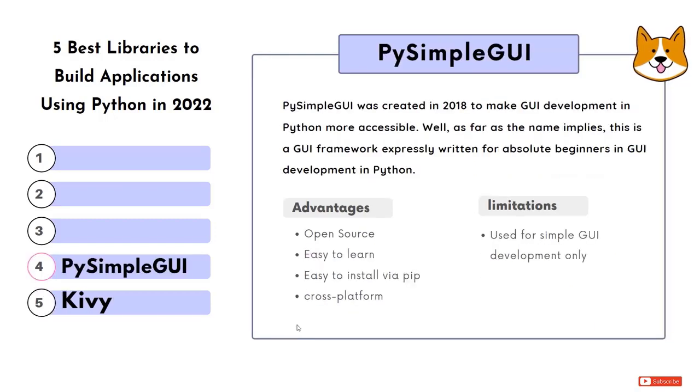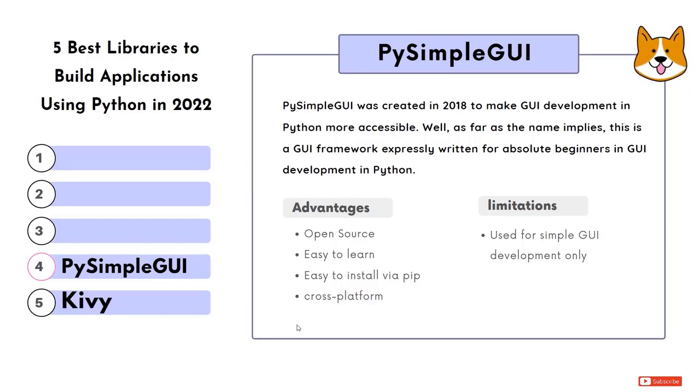So here we have PySimpleGUI on top 4, and it was created in 2018, and it is also used for GUI development. And yeah, for the people who are learning Python and who wanna build applications with a GUI using Python, PySimpleGUI will be very useful and very helpful. And even beginners can develop simple GUI interfaces by using the PySimpleGUI Python library.